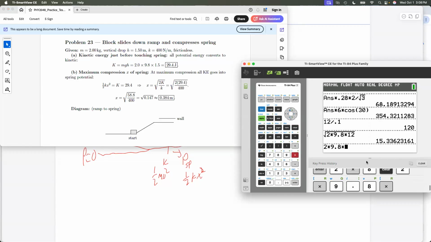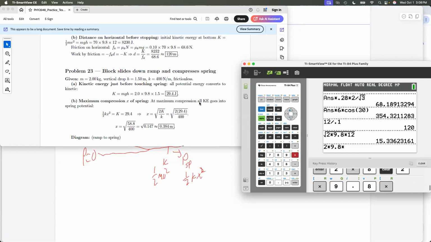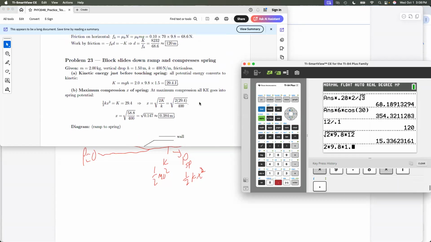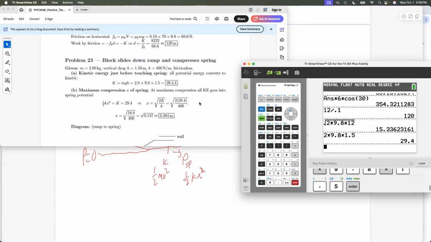Times 1.5. What was 1.5? The height? Okay. Yep. And then square root. So we're solving for x there. The 2 will come up. The little k will come down. Yeah. So by big K there, they mean this kinetic energy they just found.